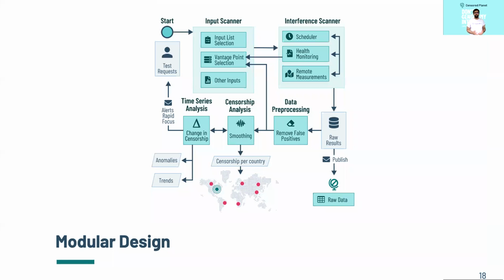So, how is Censored Planet able to collect and analyze censorship measurements so reliably and continuously? To resolve challenges with previous remote measurement techniques, we adopt a modular design for Censored Planet, where each module contributes towards performing and analyzing large-scale internet measurements.